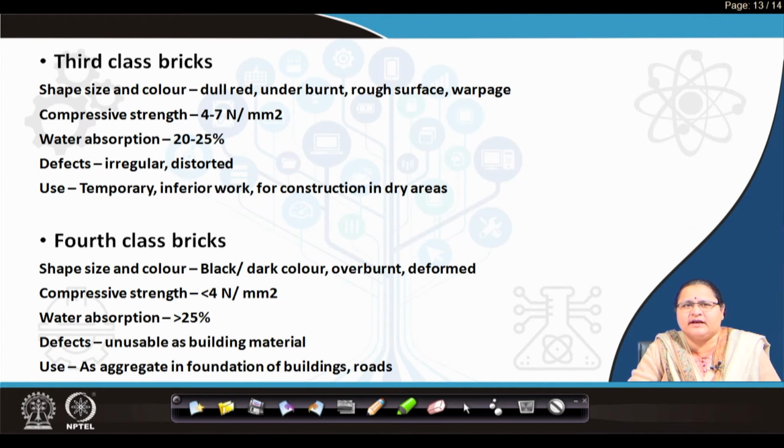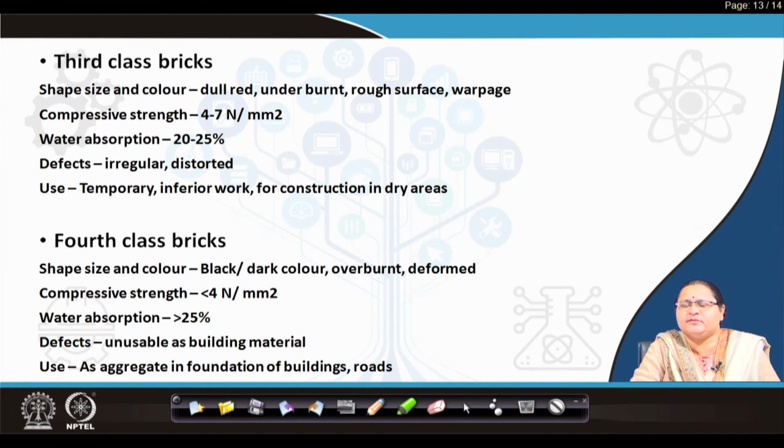And we go to the fourth class brick, where the shape, size and color has become black. It is dark, it is overburnt, and it is of no use unless it is broken down into brick pieces or brick parts. Water absorption may not be more, it may not absorb, but it has become a hard block.